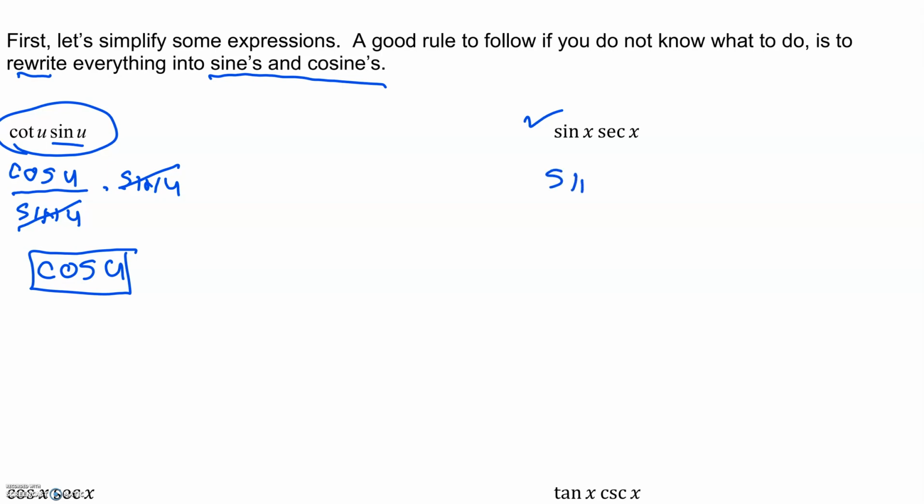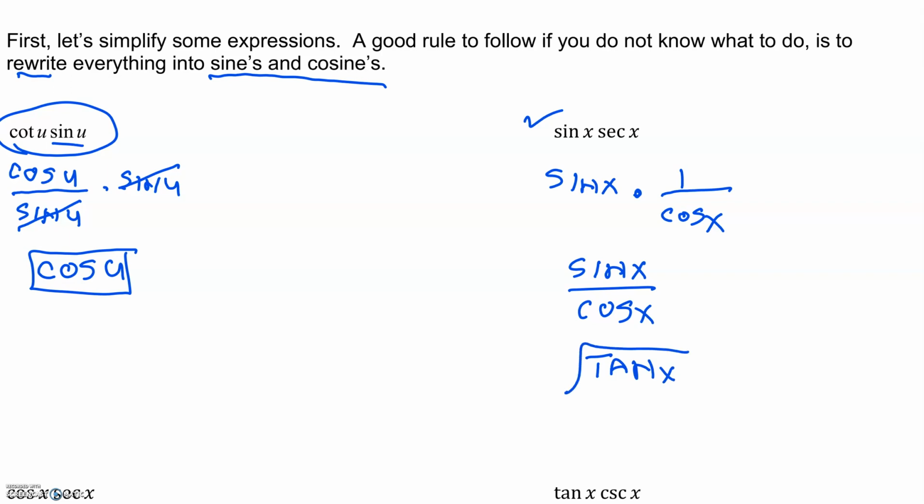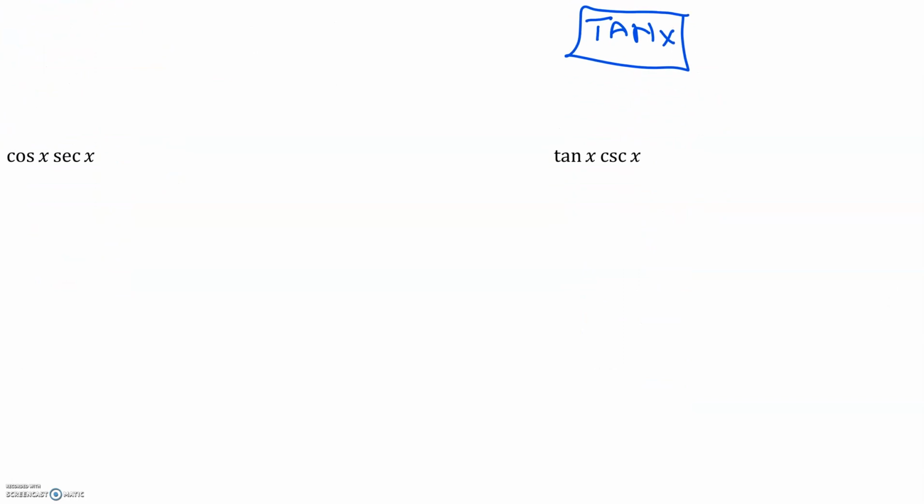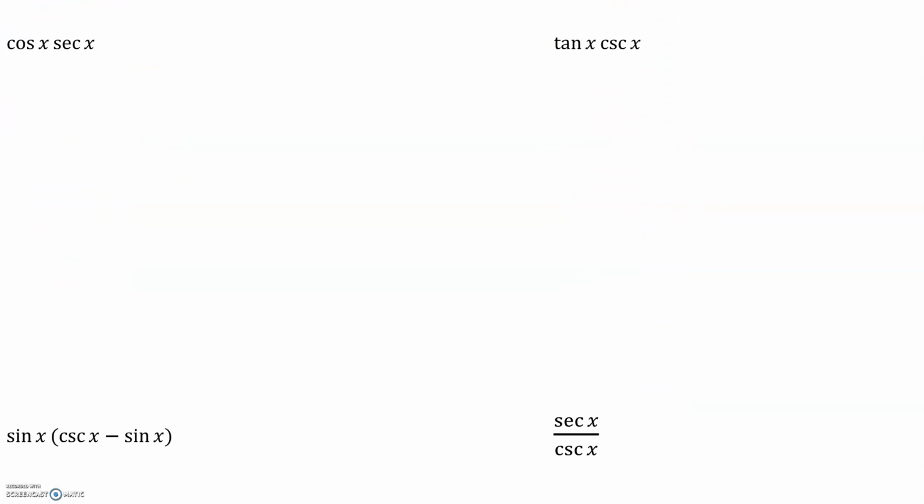All right, so what we're going to do is rewrite the secant in terms of sines and cosines, which is 1 over cosine of x. And now when I multiply this, we are going to have sine of x over cosine of x. And well, what is the sine of x over the cosine of x? Well, that is tangent. And there's our simplified step. Okay. You all try the one on the left. Pause it, work it out, and then I'm going to work it out and check your answers.